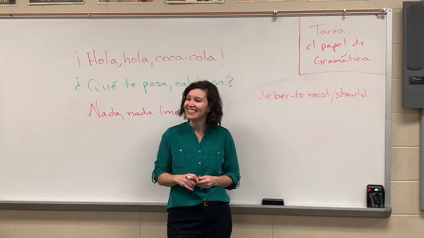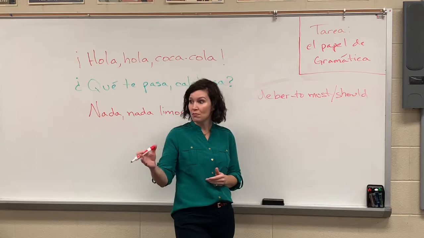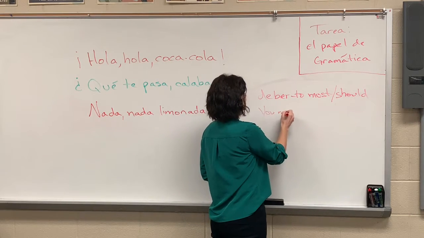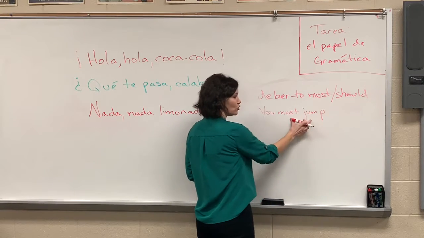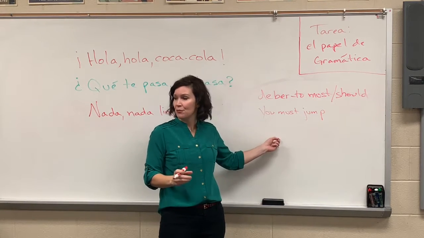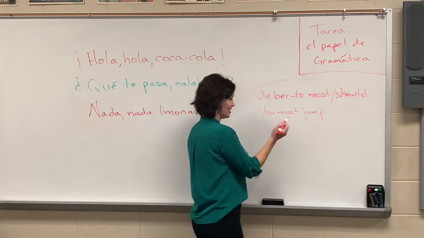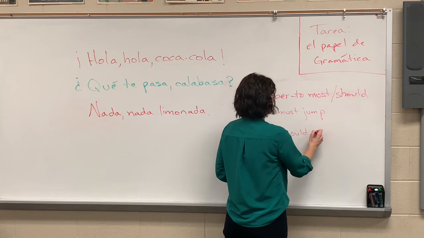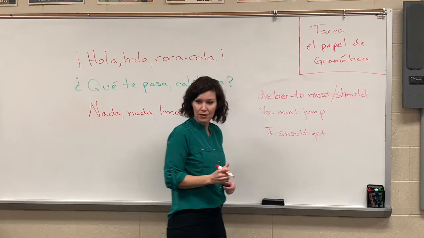Antonio? You can do it like, you must jump over the rope. Okay, you must jump. Notice how it's two verbs in a row. What's another example? I should get. I should get. See? Verb one, verb two. Verb one, verb two. Okay?